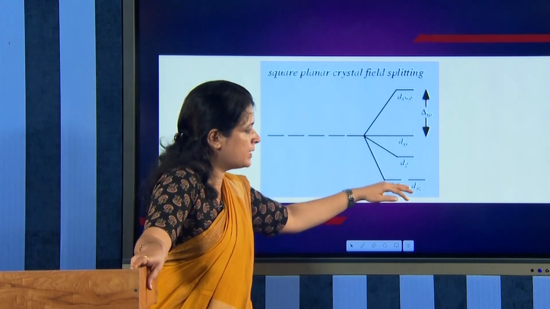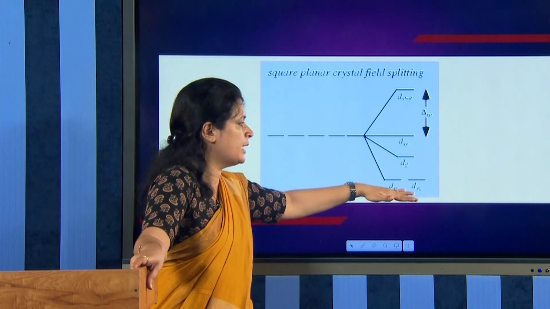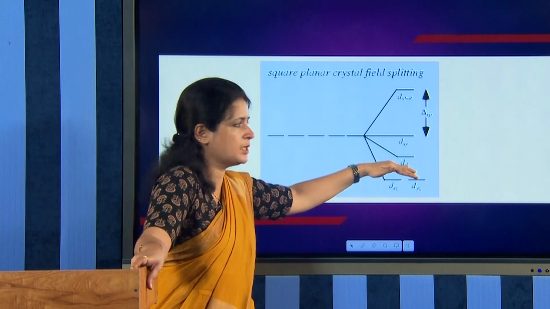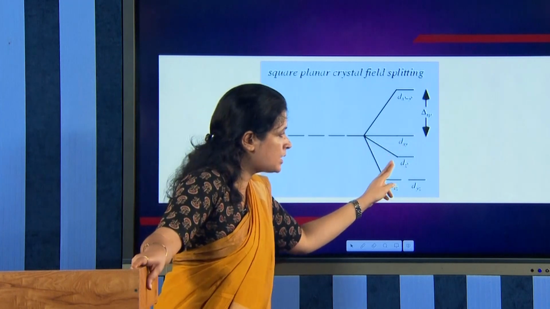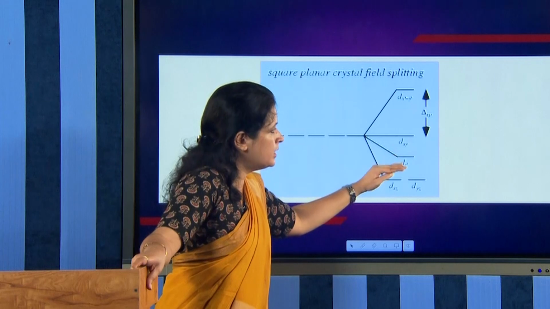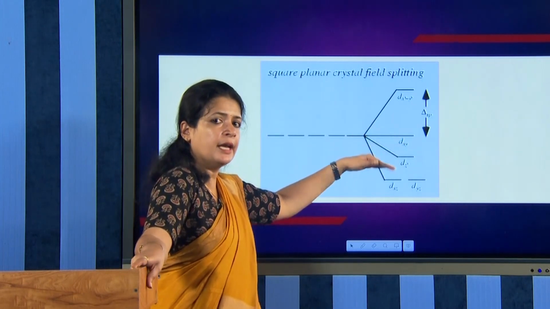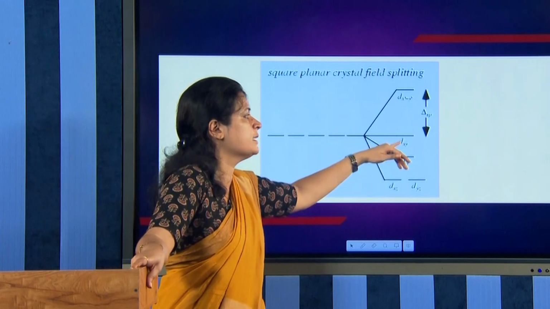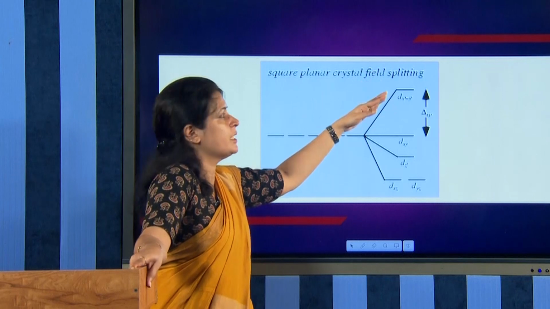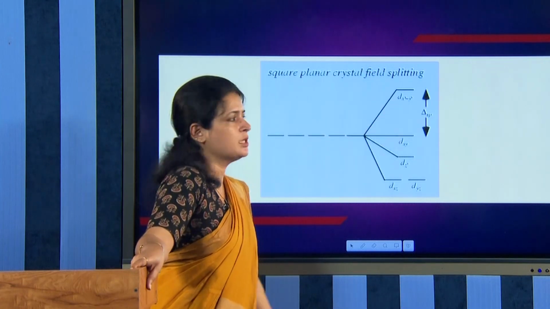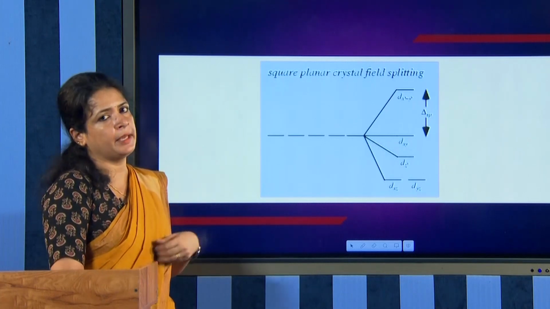That is why dxz, dyz, and just above dxz and dyz you can see dz square, and then you can see dxy. dxy was lying here, it just goes up because it will have a greater energy, or energy will be raised in the case of dxy, and you have the highest energy, that is dx square minus y square. This is the situation of the crystal field splitting in a square planar complex.